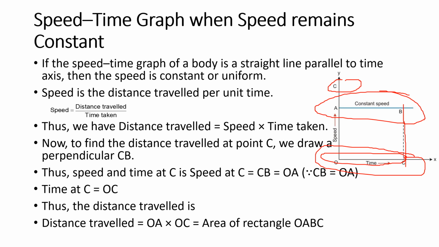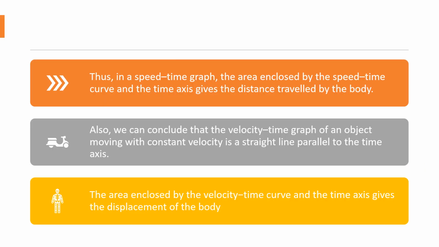In case of a velocity time graph, for a body moving with constant velocity, we can calculate the magnitude of displacement as velocity into time. Or we can say that the area under the velocity time graph will give the magnitude of displacement of the body, just like the area under the speed time graph gives the distance of the body. Thus, in a speed time graph, the area enclosed by the speed time curve and the time axis gives the distance traveled by the body.